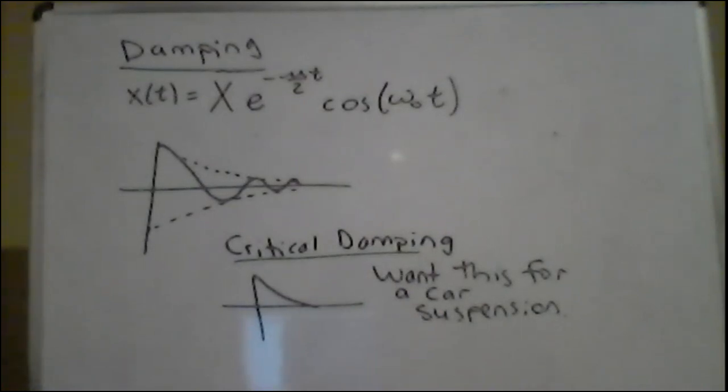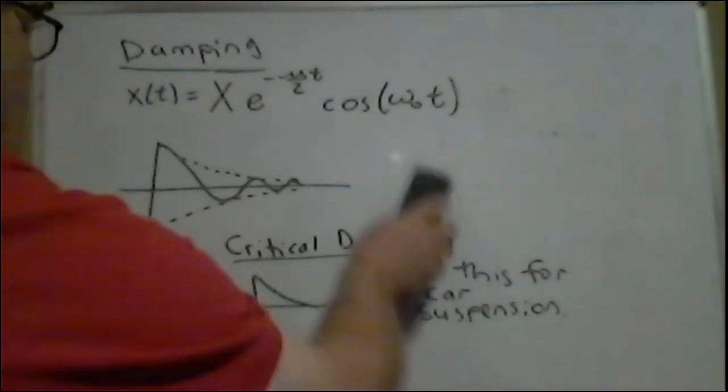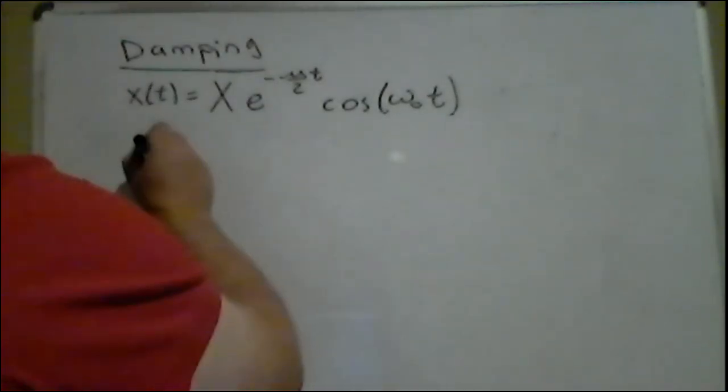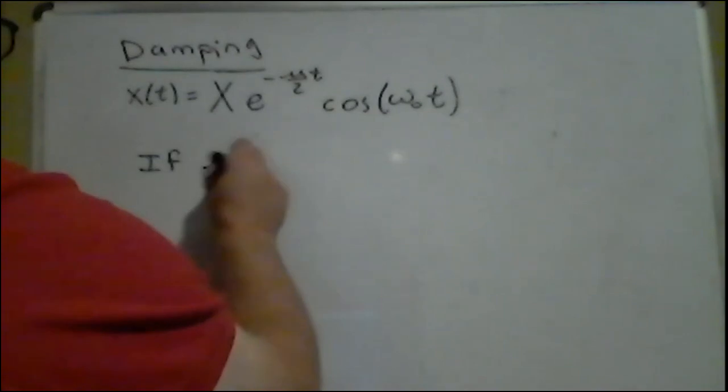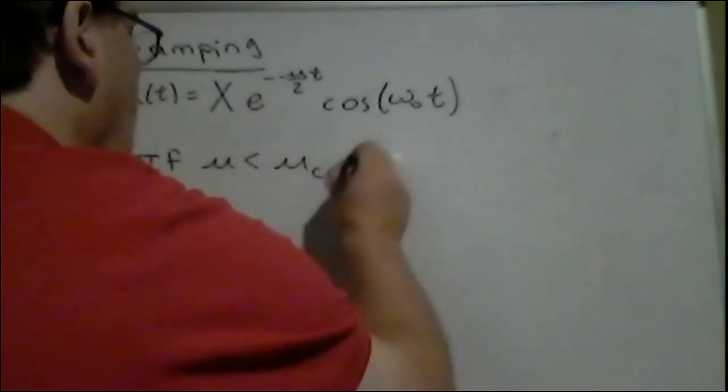You want to literally have what's called a dashpot in the car. You want to literally design the system so that it dampens out critically, such that it returns the system back to its equilibrium as quickly as possible without extra oscillations. So we talk about mu critical. If the damping coefficient of your system is less than mu critical, less than critical damping, we call this system underdamped.